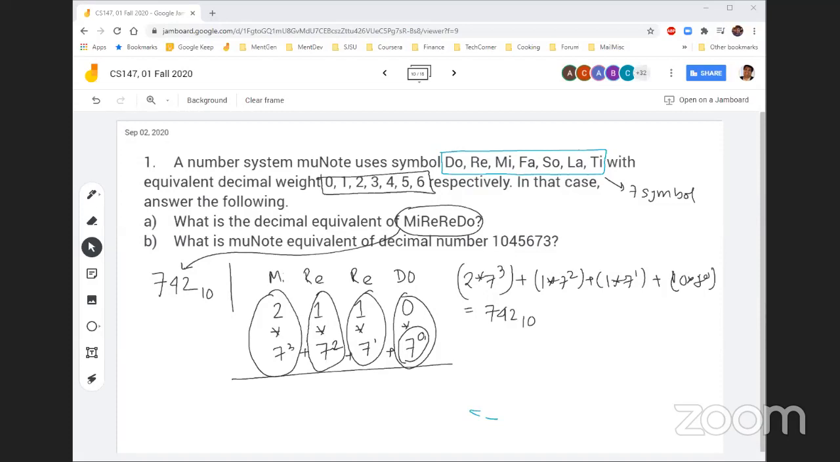Okay, who wants to go for the next one? We have a decimal number. We want to convert it into the mu note notation. Do you want the step-by-step or the answer? Let's first go with the answer.